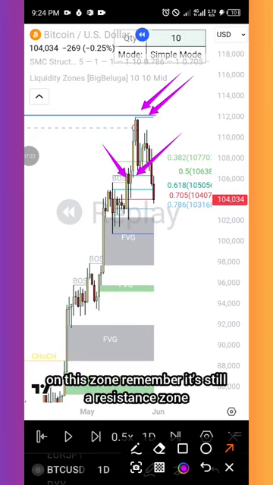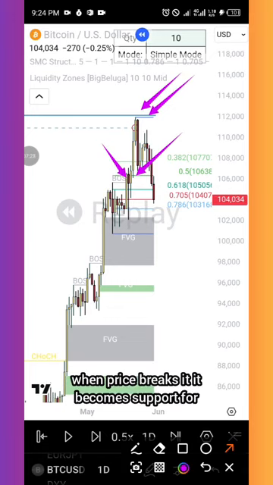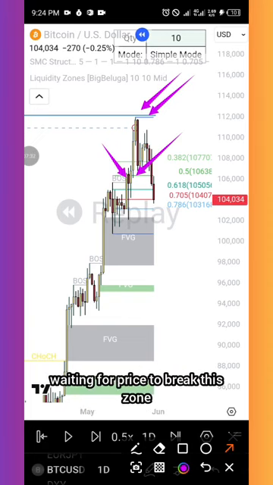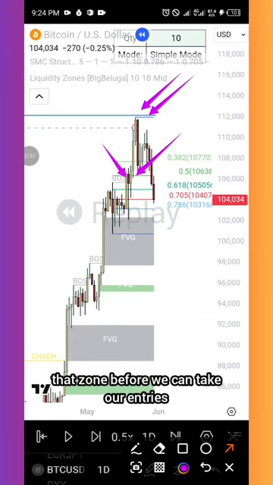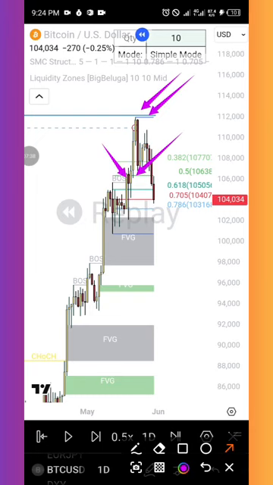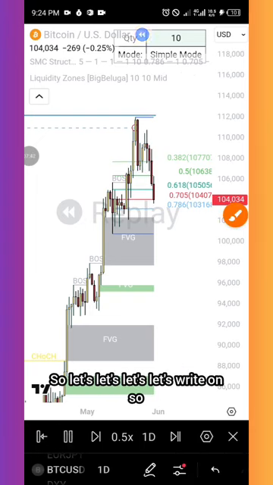Then we will take the test on this zone. Remember, it's still a resistance zone because price has not broken it. When price breaks it, it becomes support. For now, it's still a resistance zone. So we're waiting for price to break this zone, go up, give us a good retest on that zone before we can take our entries. I hope you're getting what I'm saying. So let's ride on.